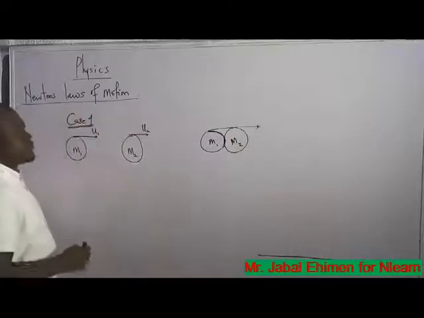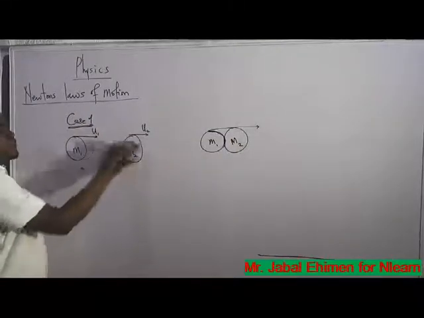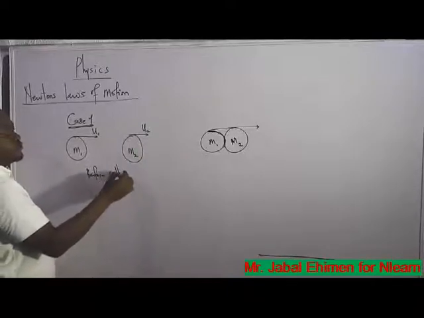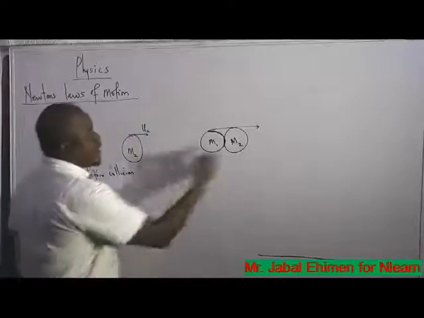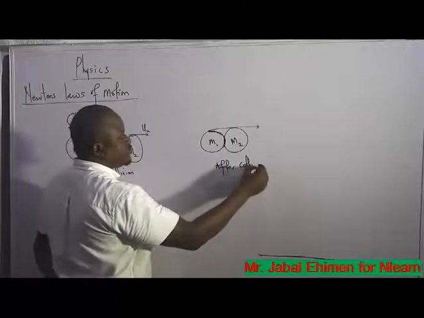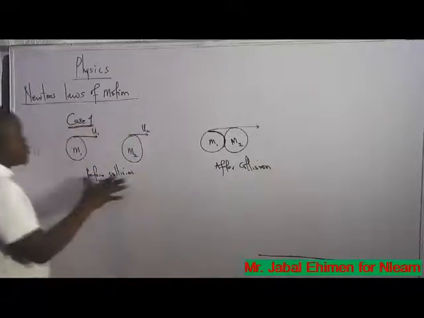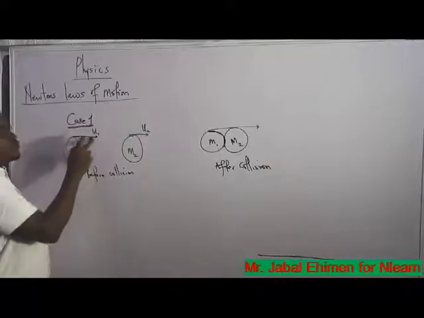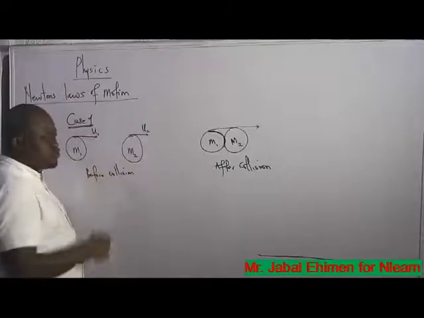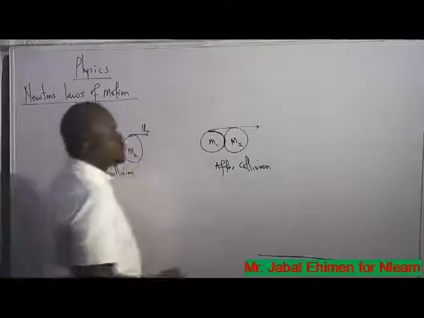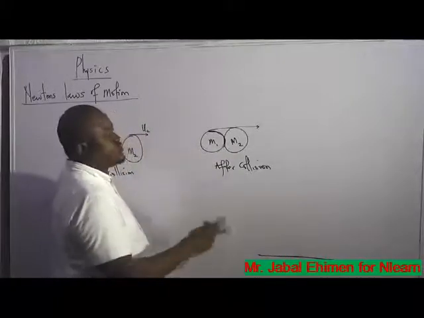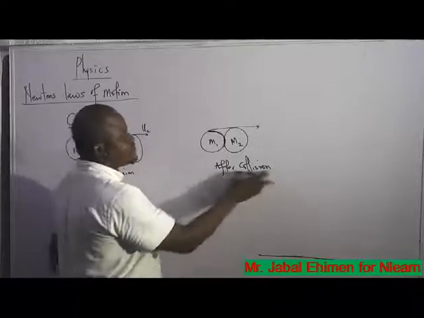Now, this happened before collision, and this happened after collision. So before collision, body m1 was moving with initial velocity u1, and body m2 moving with initial velocity u2. Then after collision, m1, m2 stick together because their collision was inelastic. So this is after collision.